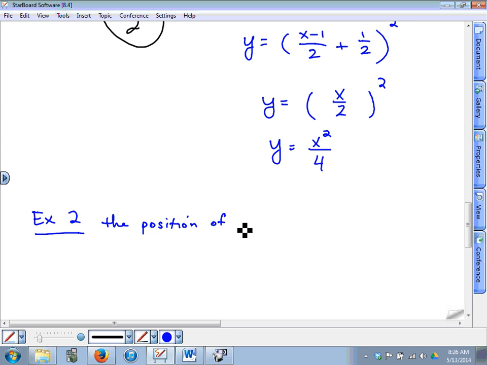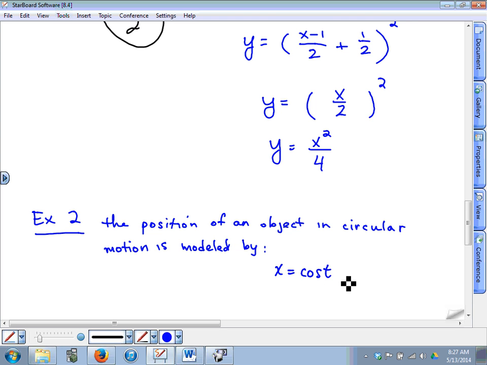The position of an object in circular motion is given by the parametric equations: x equals cosine of t, y equals sine of t, where t is greater than or equal to 0.